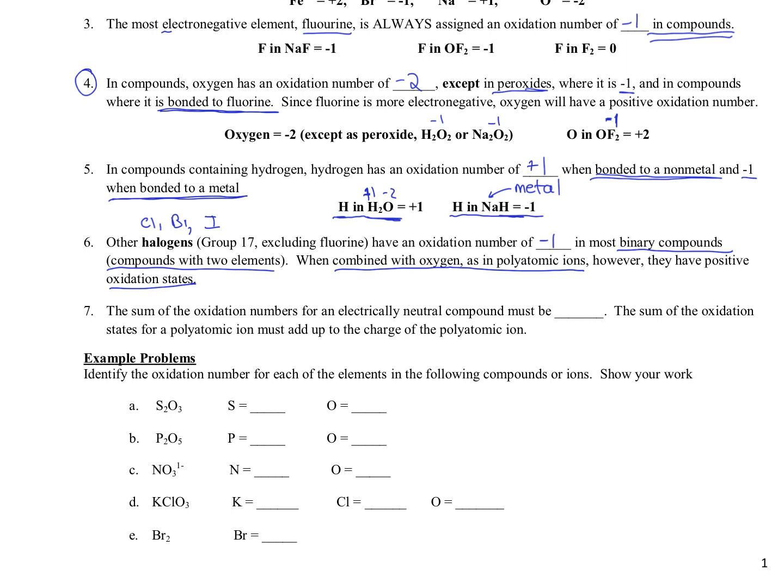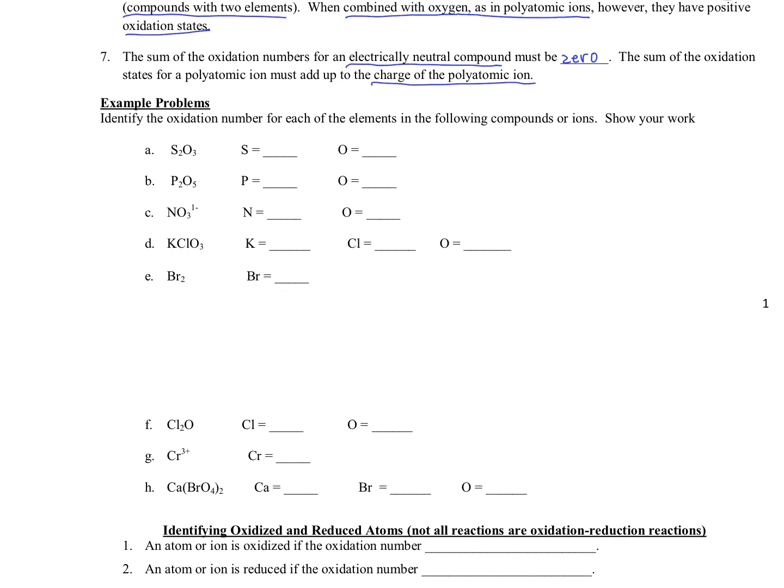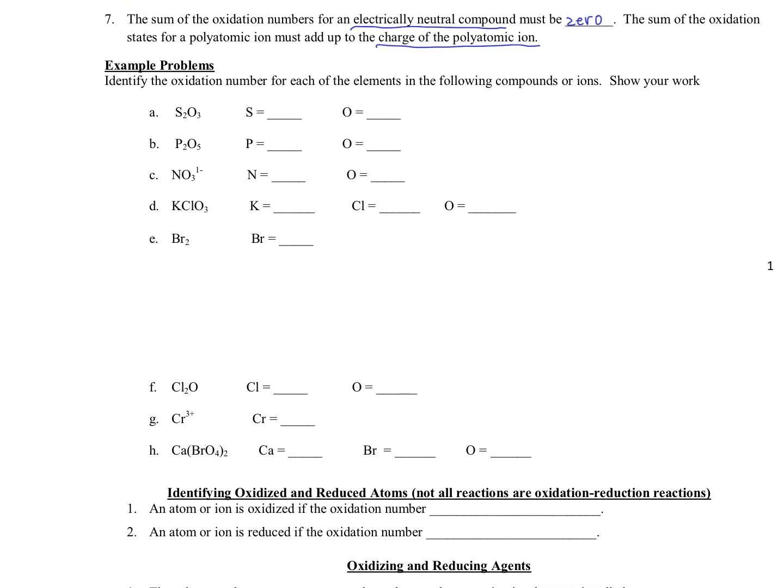The last rule says that the sum of the oxidation numbers for an electrically neutral compound must be 0. The charges have to add up to 0. The sum of the oxidation states for a polyatomic ion must add up to the charge of the polyatomic ion. So there are some examples on the bottom of this page and on the top of the next page. I'm going to do 2 of these for you, and then I'm going to ask you to turn off the video and do the remainder.